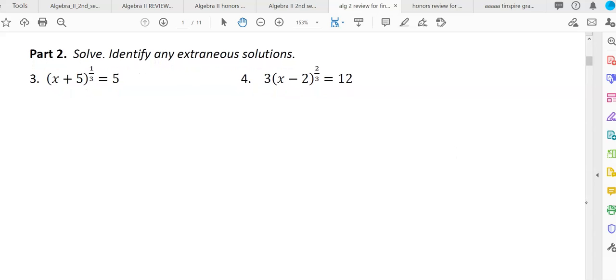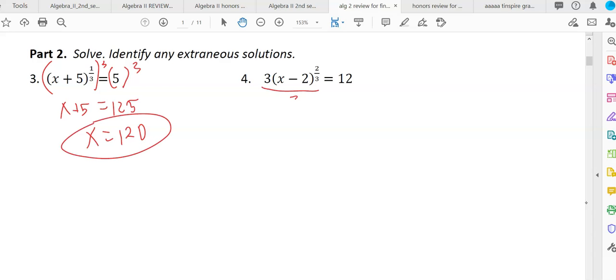Identify any extraneous roots. So we're going to put both sides to the third power here. So we get x plus 5 equals 125. So x equals 120, which should work, I think. Cube root of 125 is 5. 5 equals 5. That works.